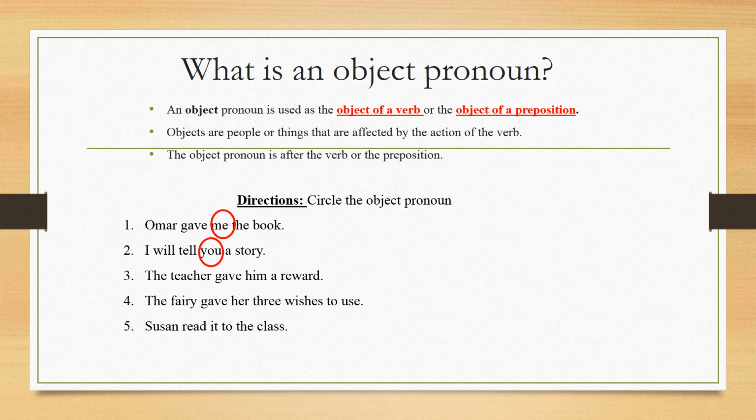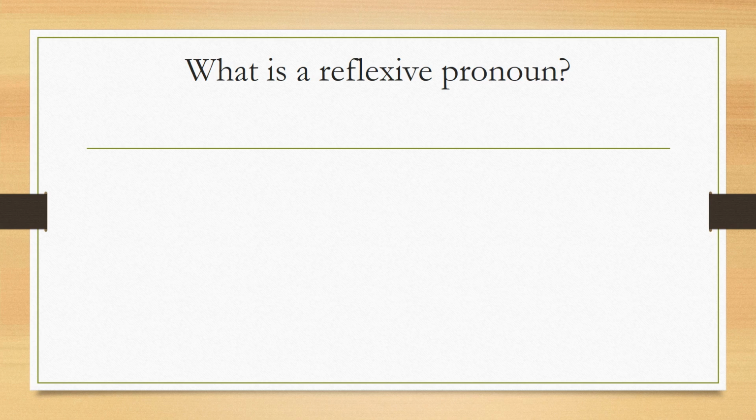Number 3. The teacher gave him a reward. Who did the teacher give a reward to? Him. Him is the object of the verb gave. Number 4. The fairy gave her 3 wishes to use. Who did the fairy give 3 wishes to use? Her. Her is the object of the verb gave. Number 5. Susan read it to the class. It is the object pronoun and it comes after the verb read.